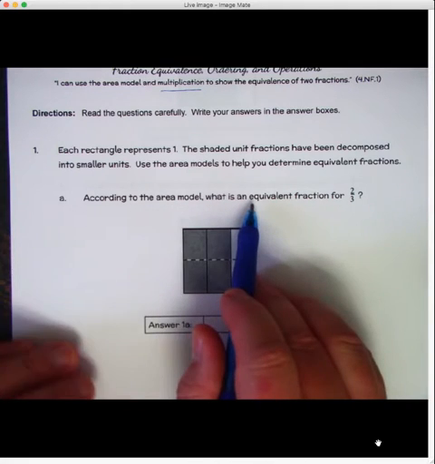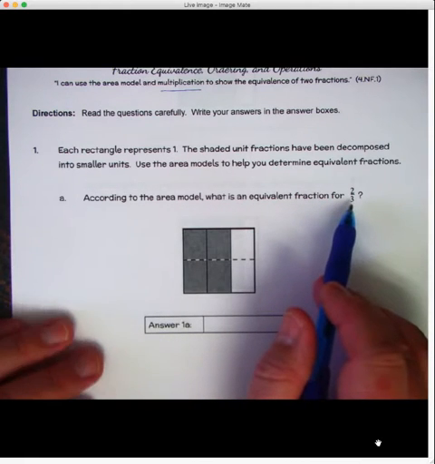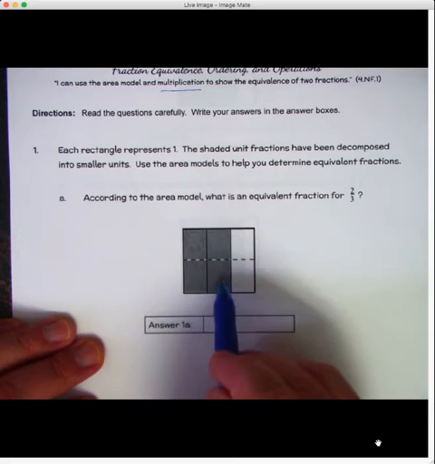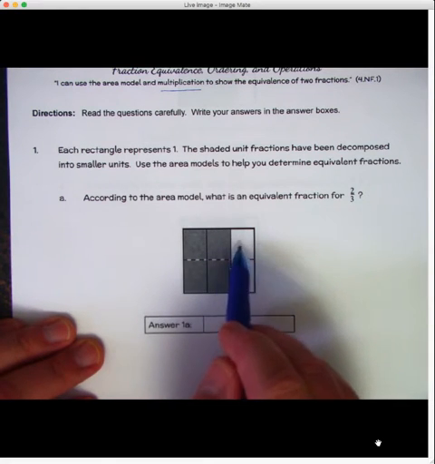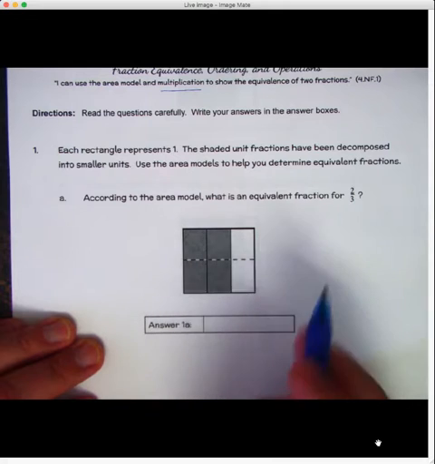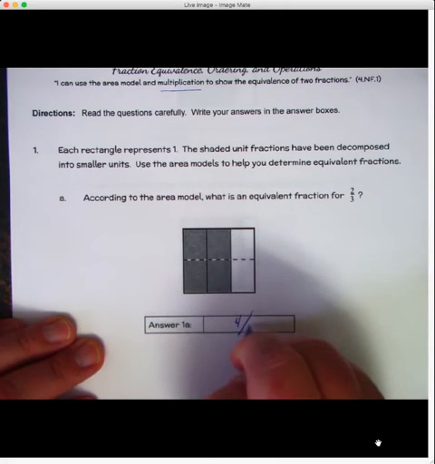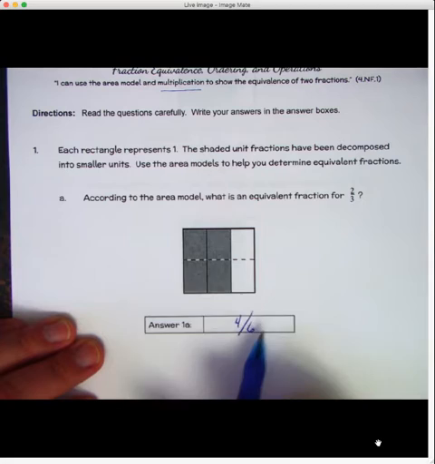According to the area model, what's an equivalent fraction for 2/3? This is just like yesterday. There's 2/3, but they've split it into 4, or split it into 6, and we've got 4 of the 6 shaded in. So 4 of 6 is equivalent to 2/3.